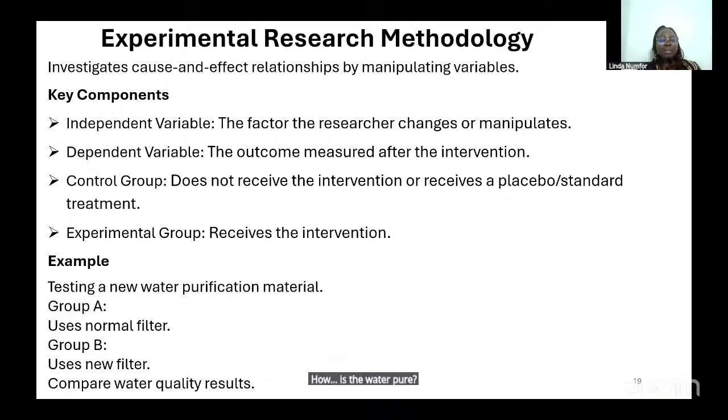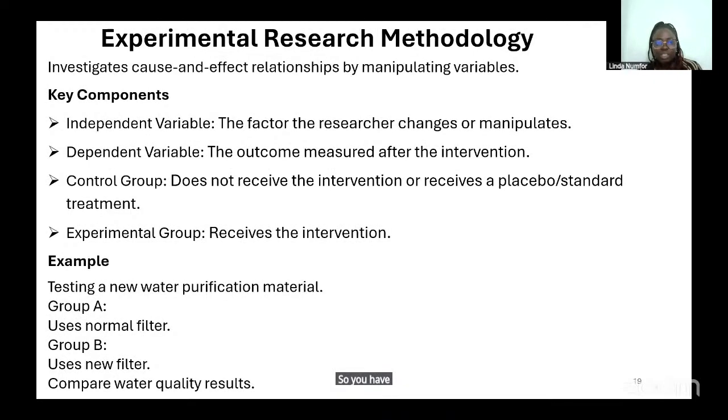Can they have cholera after using the normal filters? What are the effects and how long will the normal filter stay? And the new filter, is it much more effective than the normal ones? How does it affect the individuals after using the water from the new filters?